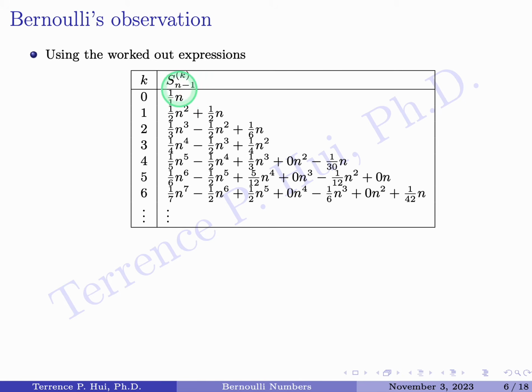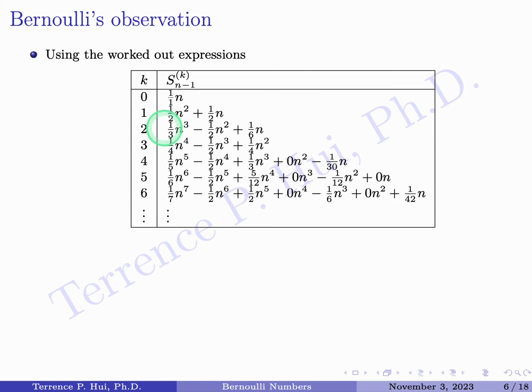This should be S sub n, not n minus 1. Yeah, this should be S sub n, not n minus 1, okay? So this is important. These formulas are written in terms of S sub n. So in S sub n, for example, when k is equal to 0, you're basically adding up 1 plus 1 plus 1 plus 1, and so on, n times. Of course, the answer is 1 over 1 times n.